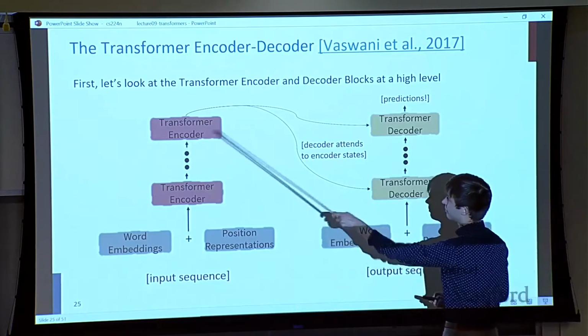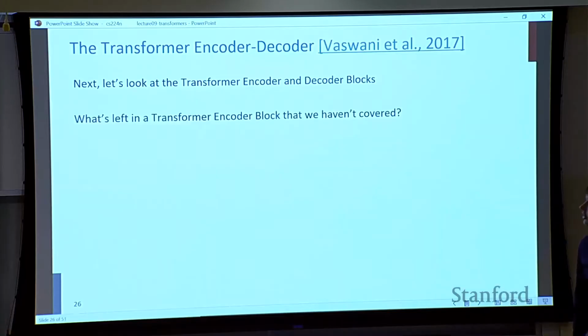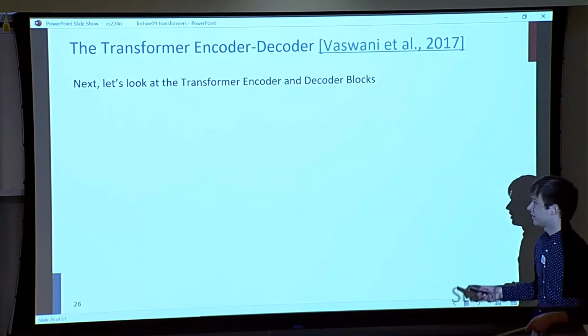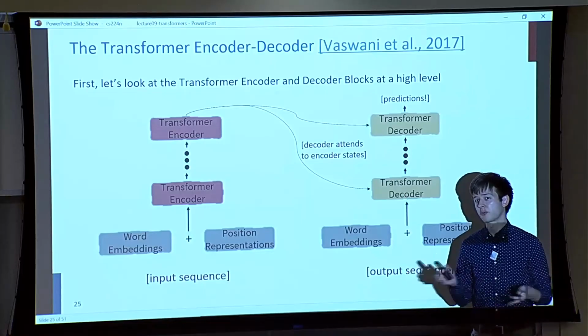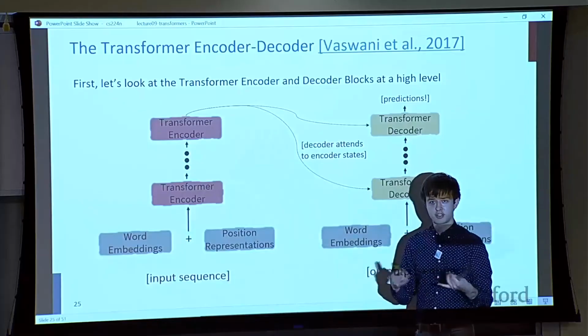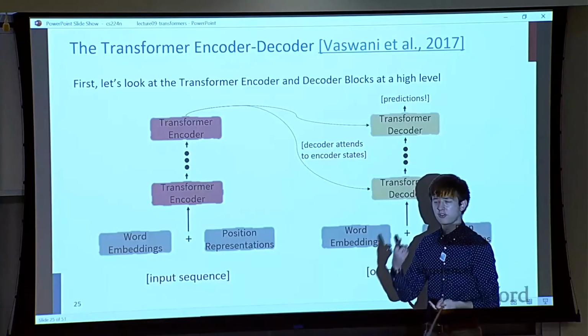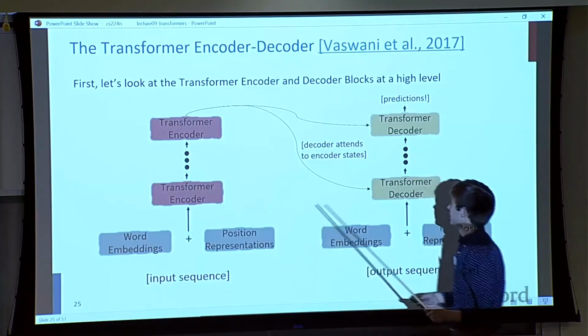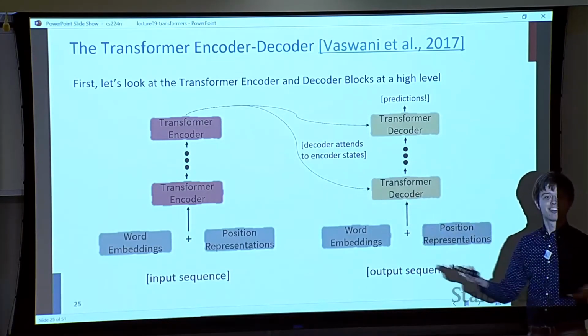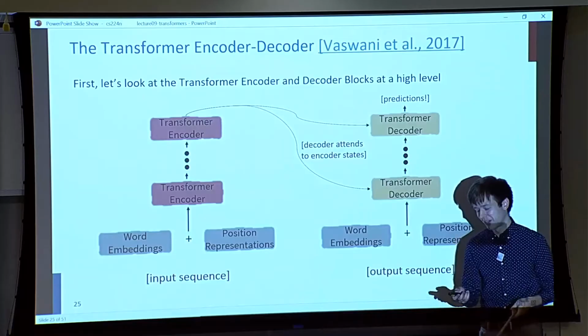So now let's look at these blocks themselves. The encoder and decoder blocks, what's left that we haven't covered, right? Because we could just put the building blocks that we just came up with in the first part of class in these things, right? In encoders, we need our self-attention, our feed-forward networks. We have our position representations. We get the masking for the decoders, right? We could just slot these in. But it turns out they wouldn't work all that well compared to transformers.